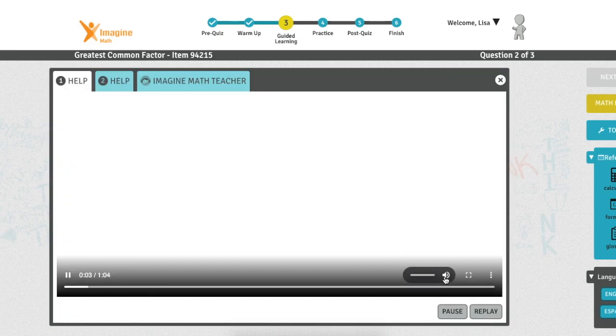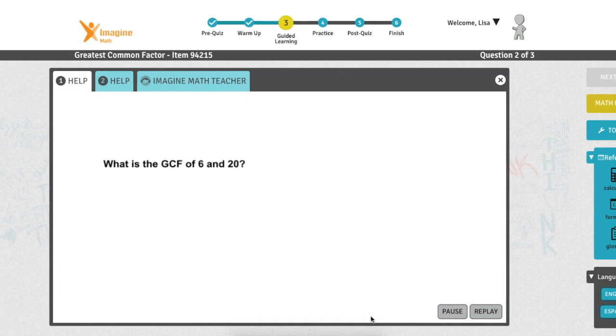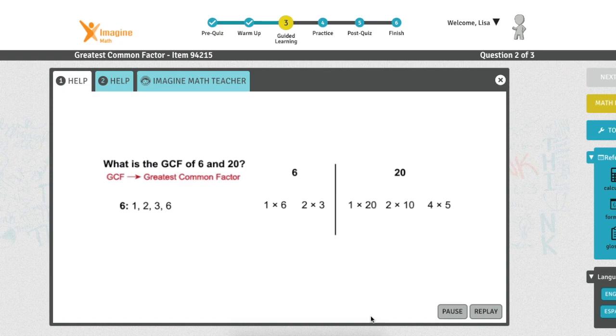Numbers from your problem. What is the greatest common factor of 6 and 20? GCF stands for greatest common factor. Let's start with 6. What whole numbers can you multiply to get 6? 1 times 6, 2 times 3. So 1, 2, 3, and 6 are the factors of 6. Now 20. What whole numbers can you multiply to get 20? 1 times 20, 2 times 10, 4 times 5. So 1, 2, 4, 5, 10, and 20 are the factors of 20.